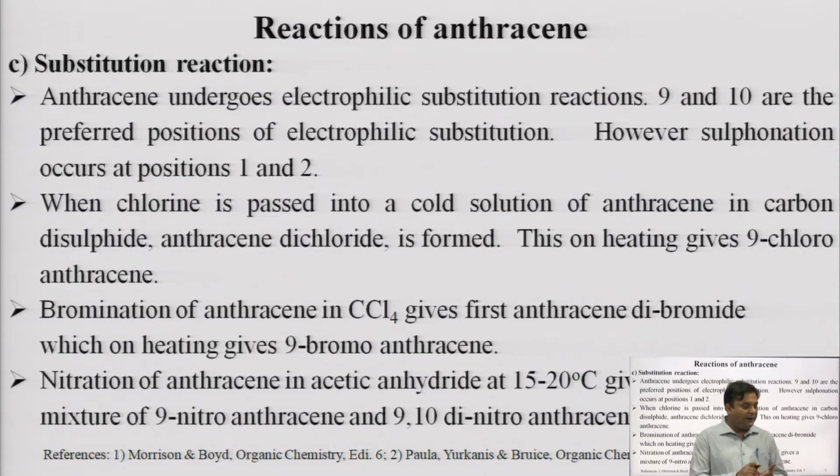When anthracene is reacted with HNO3 in the presence of acetic anhydride at 15 to 20 degrees centigrade, it gives a mixture of 9-nitroanthracene and 9,10-dinitroanthracene. This is actually a two step process. In the first step we get 9-nitroanthracene, which again gets nitrated by HNO3 in the presence of acetic anhydride, and we get the dinitro substituted product. Again, nitration occurs at the 9 and 10 positions.